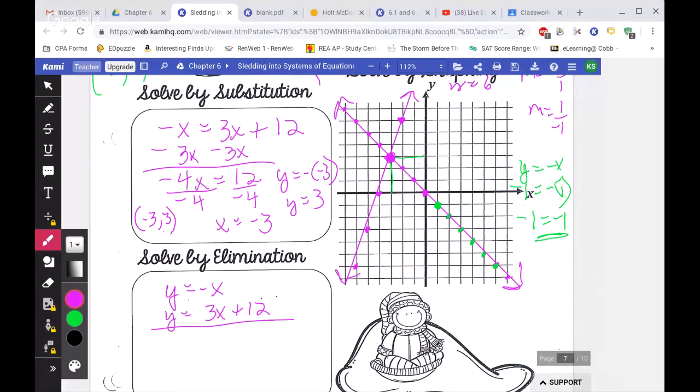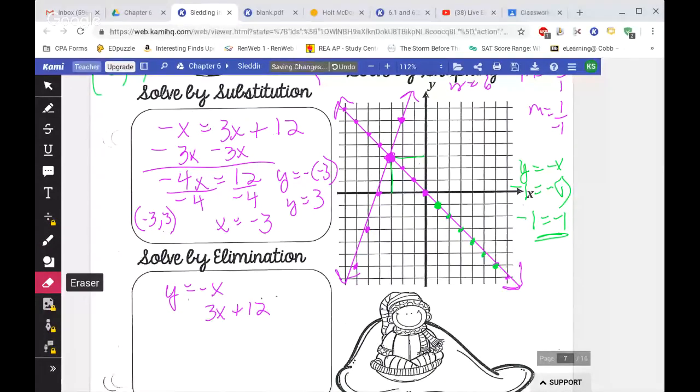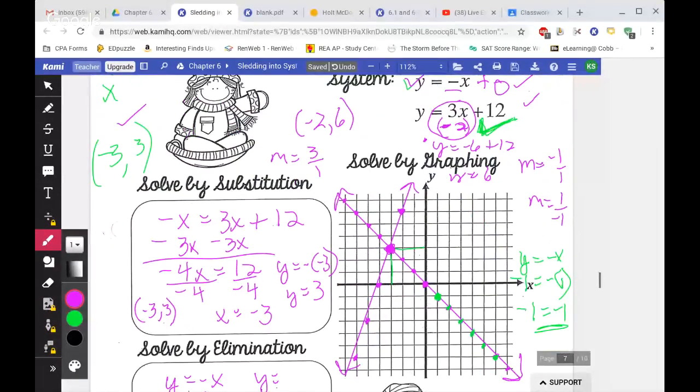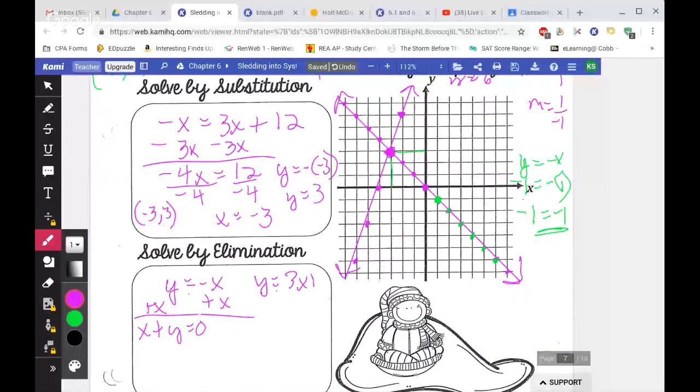Okay. So what I'm going to do then is I'm going to take each one and put it in standard form first. So I'm going to add x to both sides. So x plus y equals 0. And then the other one is y equals 3x plus 12. So what I'll do on this one is subtract 3x from both sides. And I get -3x plus y equals 12.